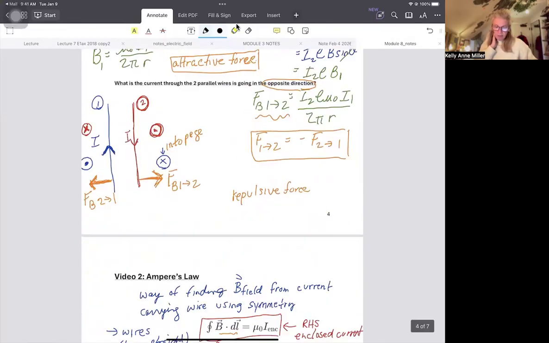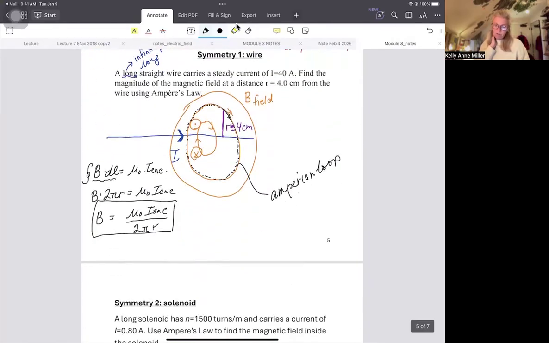Again, it's the sort of thing where you don't go through this every single time. You just see a long straight wire, and you say, I know this is the equation for the B field at a certain distance r away from that wire. If I plug the numbers in, this problem did give you numbers, like 40 amps, r is 4 centimeters. Mu naught is a constant, pi is a constant. I should get something around 3 micro Tesla. You can try that out on your own.